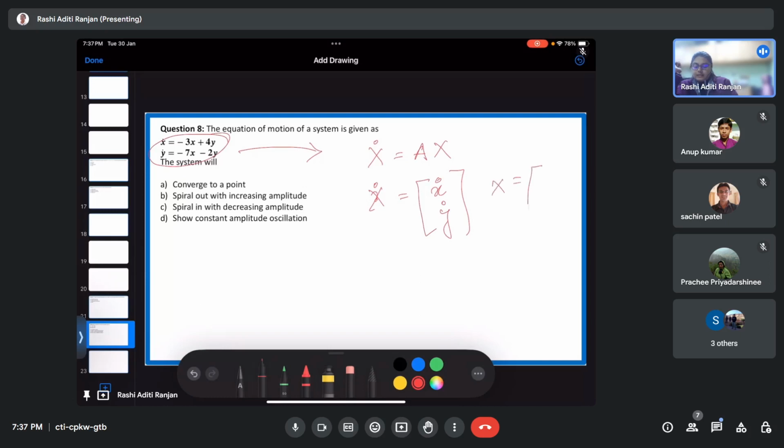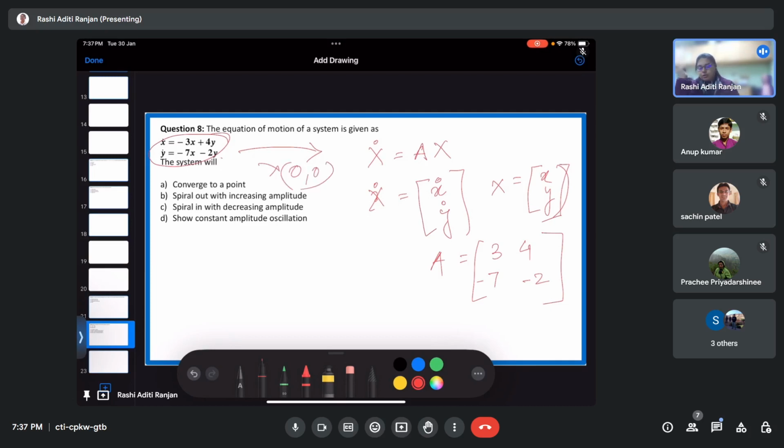Capital X is X and Y, sorry, and A is your 3, 4, minus 7, minus 2, isn't it? So if I am able to get the eigenvalues, I can predict how the system is going to behave. Okay, and from this you can get the fixed point also. It is going to be 0, comma 0.